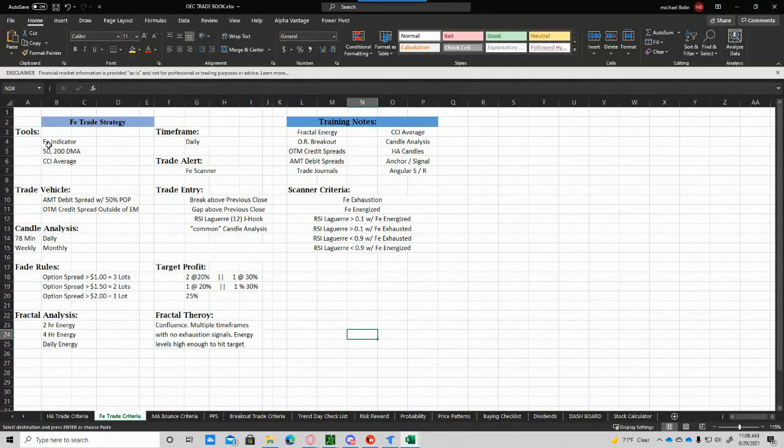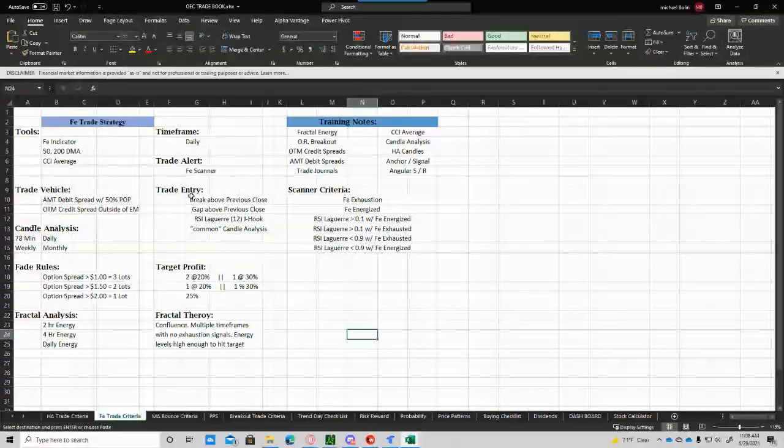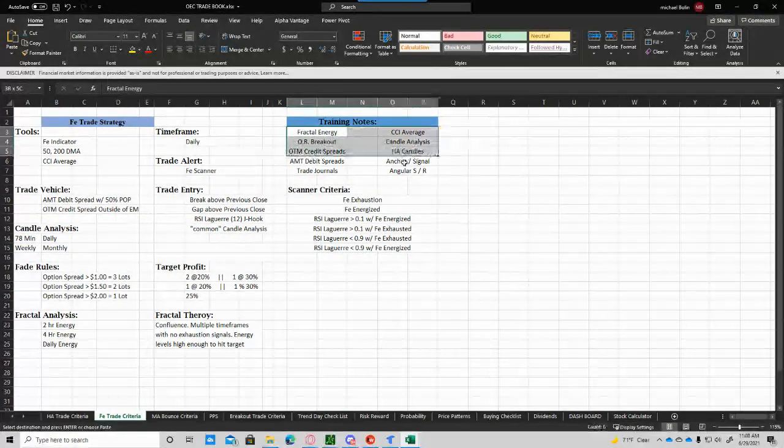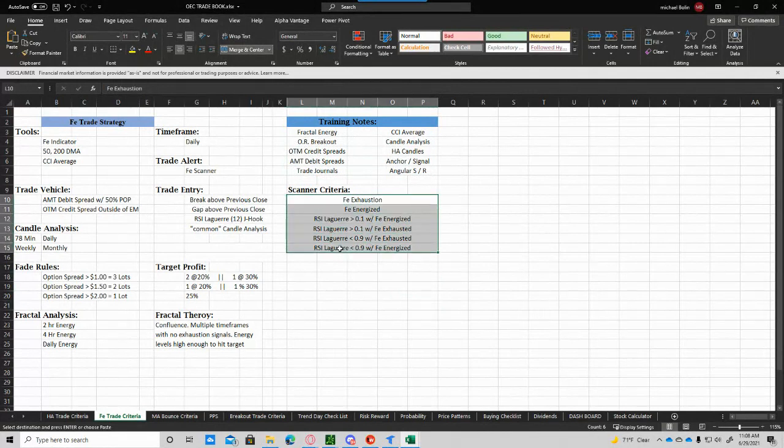What tools am I using? What time frame am I analyzing? And just on down the list. Take profit, fade rules, analysis platform. What external information do I need to know to be able to run this strategy? Can I do it with a scanner?